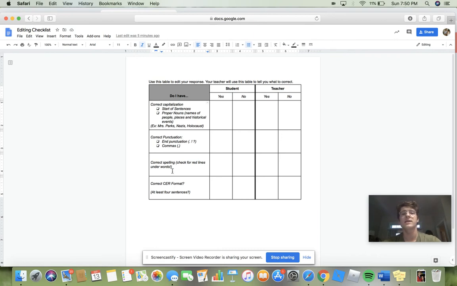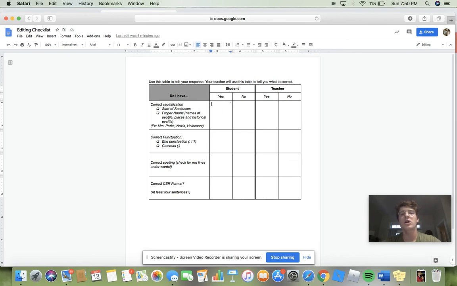You can also see that there's a student section and a teacher section. You're going to fill out the student section because you are the student. So as you check it, hopefully all of your boxes are checked yes. If you check something no, go back and fix it before you turn it in. That's the point of this. If you check any of these boxes no, please fix it before you turn it in.